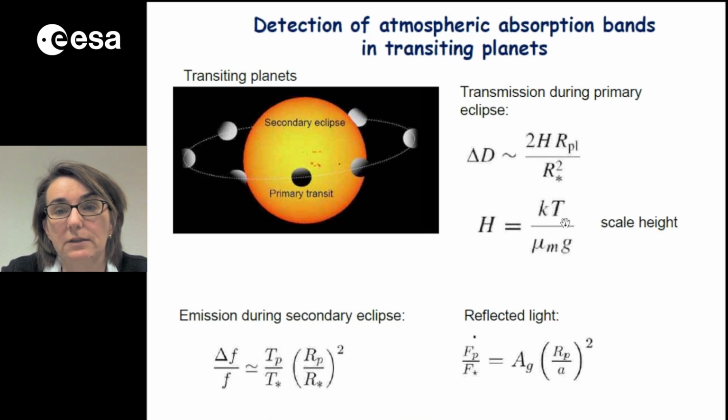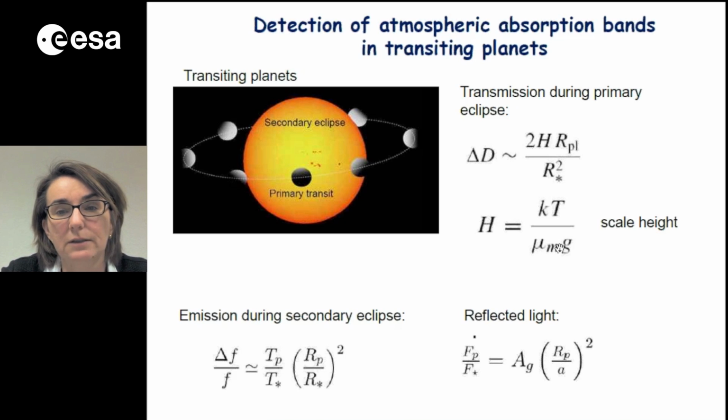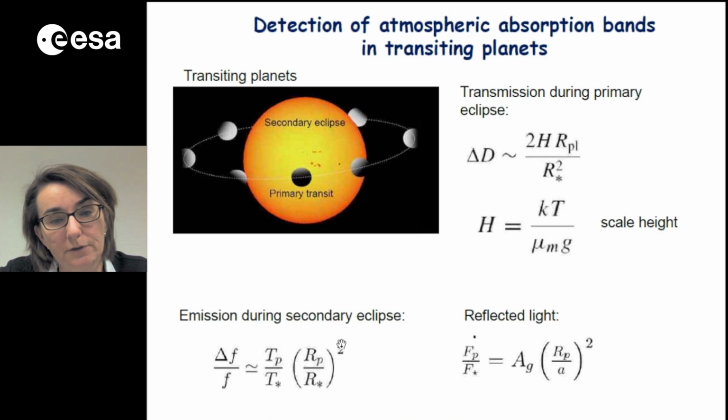The strength of the signal is determined by the scale height of the atmosphere during primary eclipse. That means a more extended atmosphere with a larger scale height will cause a larger transit signal than a very thin and small atmosphere. In secondary eclipse, where we measure the infrared emitted flux, the signal is governed by the temperature of the planet. So hotter planets will show a larger signal.